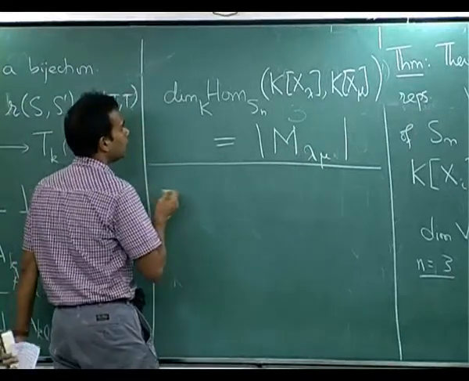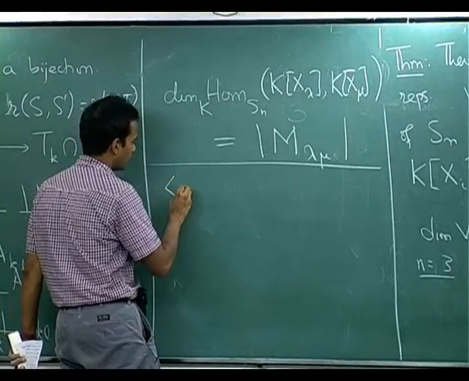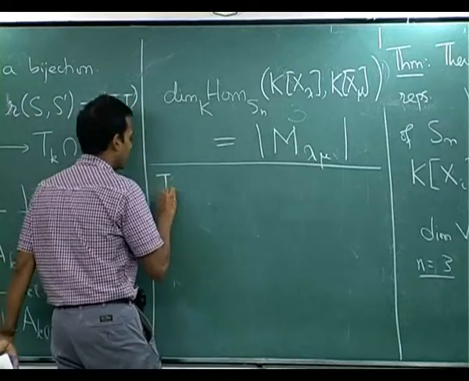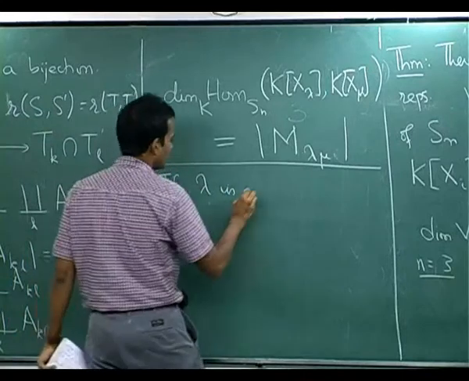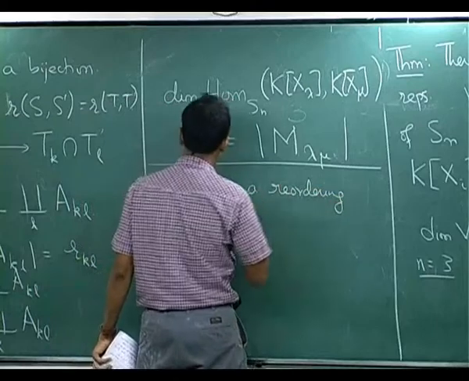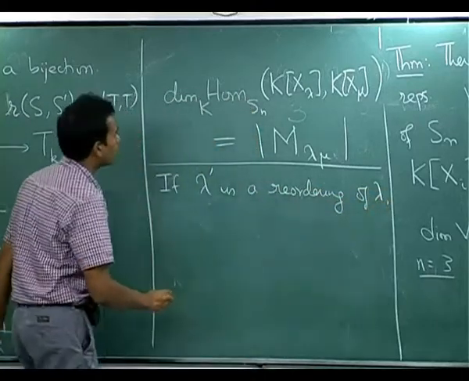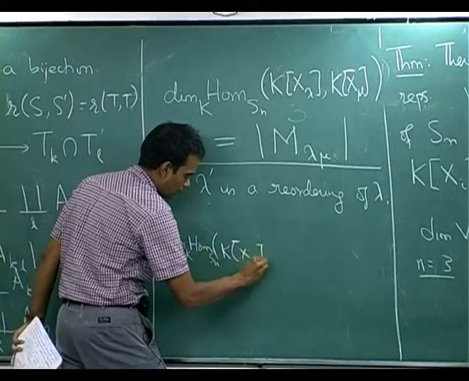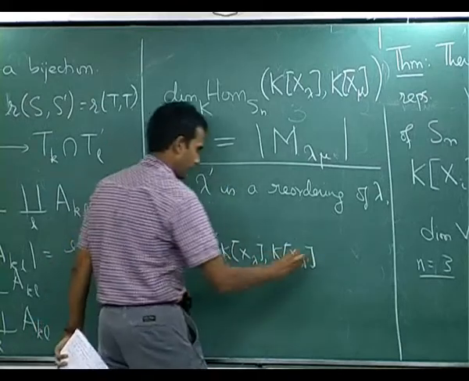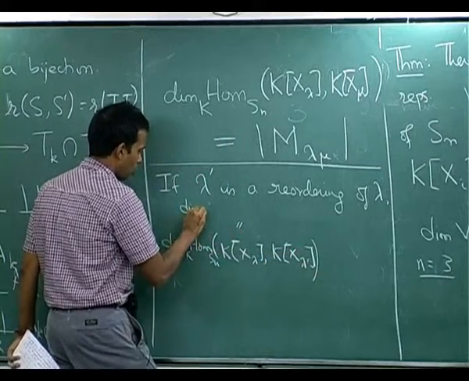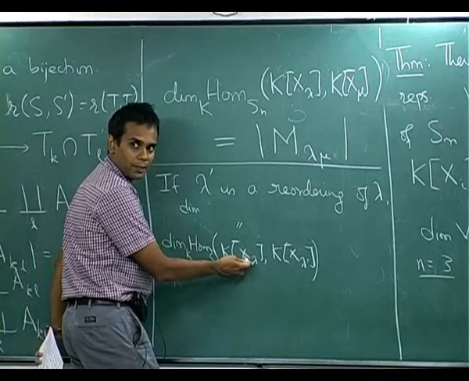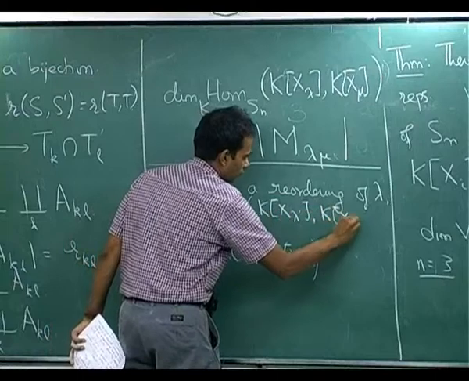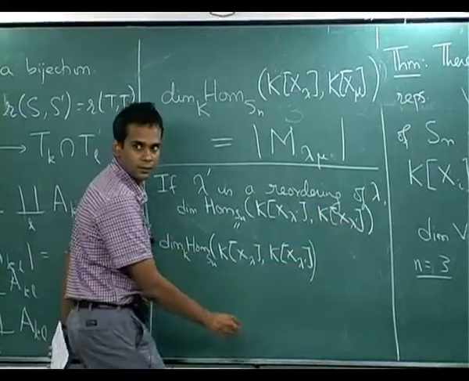So what we get is that, if lambda prime is a reordering of lambda, then I could look at dim Hom of k X lambda, k X lambda prime, and I could equate it with dim Hom, where I can change the order of this and replace it by lambda prime. Or I could change this and get the same.